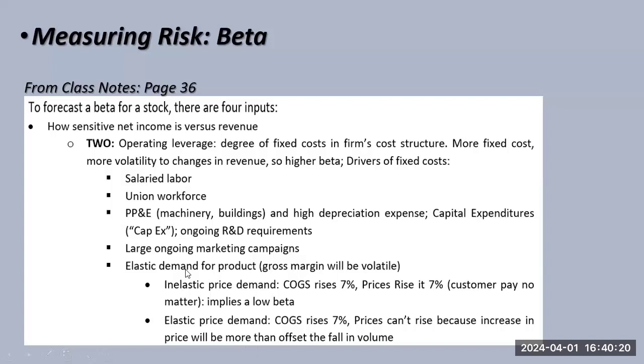So you probably talked about elastic demand and inelastic demand in your economics classes. That also has a big impact. If you raise your prices 5% and your volumes fall 10%, that's going to make your net income very volatile. If you have an inelastic demand, if you raise your prices 5%, but your volumes only fall 2%, you're in pretty good shape. You're still going to see your revenues go up. So that's an inelastic demand.